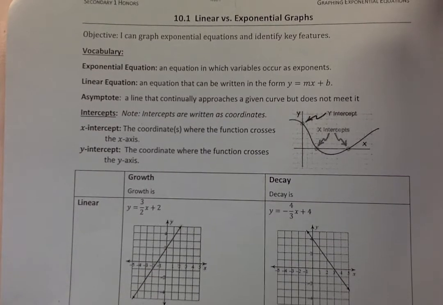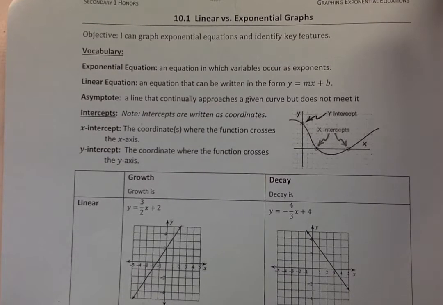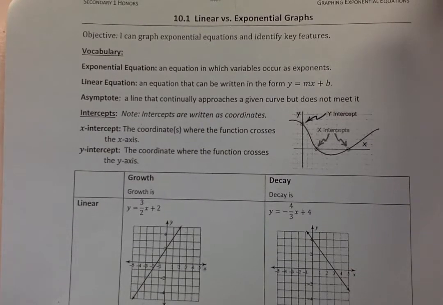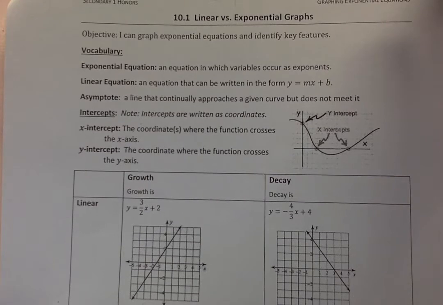Intercepts. Intercepts are written as coordinates. An x-intercept is where the line crosses the x-axis, and a y-intercept is where the line crosses the y-axis, okay? Next, we're going to go over types of lines.